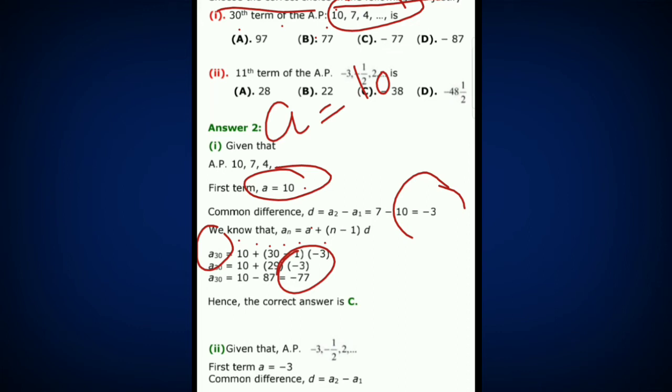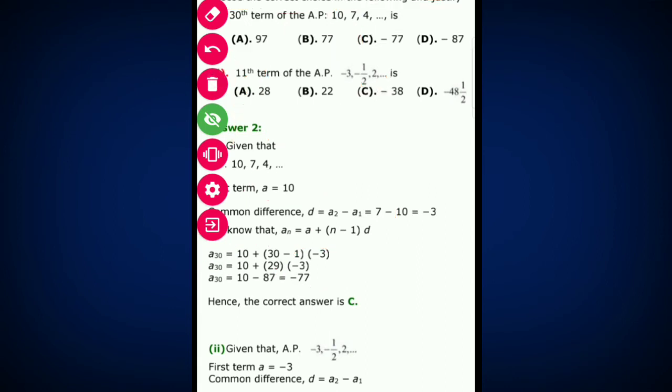Minus 77. Okay, students, have you got it? Yes. The next part is also here. We have to find out the 11th term. The first term is given here, d is given here, and the value of n is given here. You will find it out. Okay students, if you have any doubt, please ask.